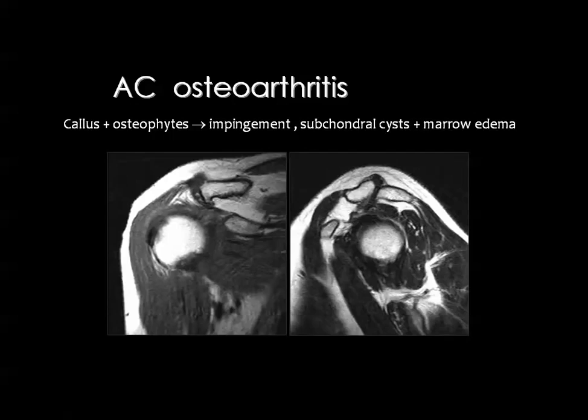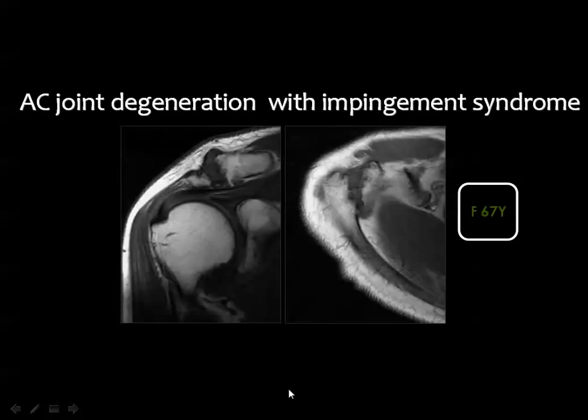Acromioclavicular osteoarthritis will result in degenerative narrowing of the joint, osteophytic clipping of the articular surfaces, and hypertrophy of the articular margins, forming what is known as callus around the joint. And the callus around the joint will extend subcutaneously and also will involve the subacromion area and encroaching on the supraspinatus tendon.